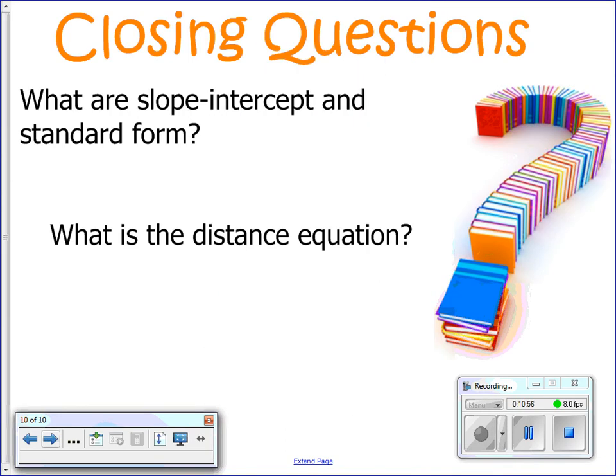All right, so what are the slope-intercept and standard forms? Slope-intercept, we know, is y equals mx plus b, and standard form is ax plus by equals c. What is the distance equation? d equals rt.